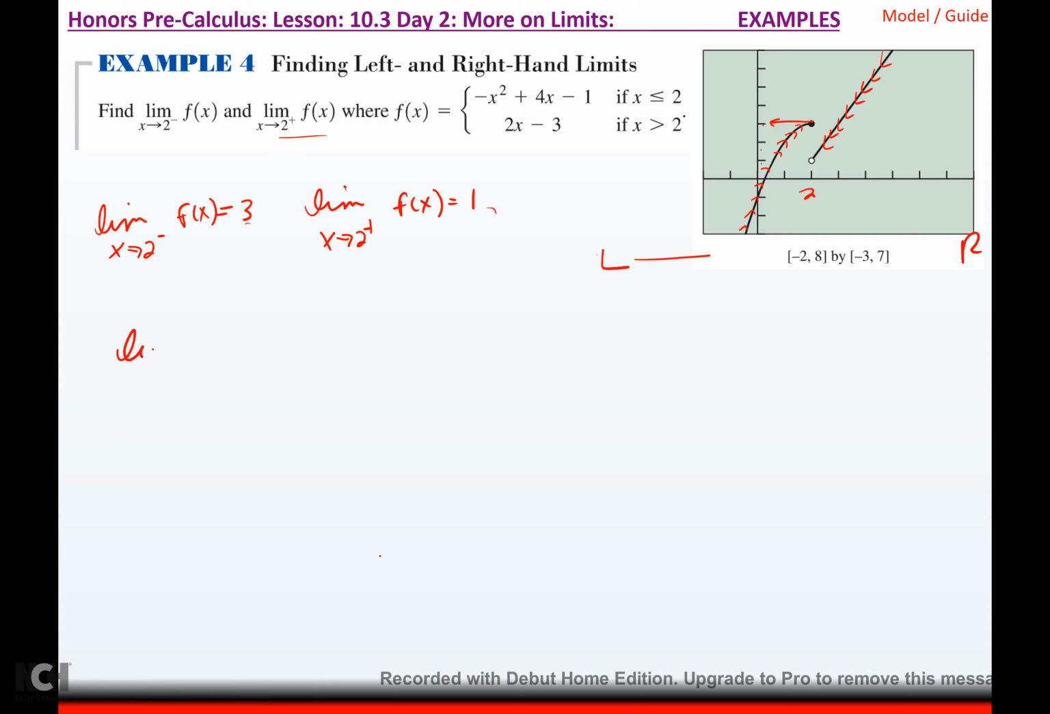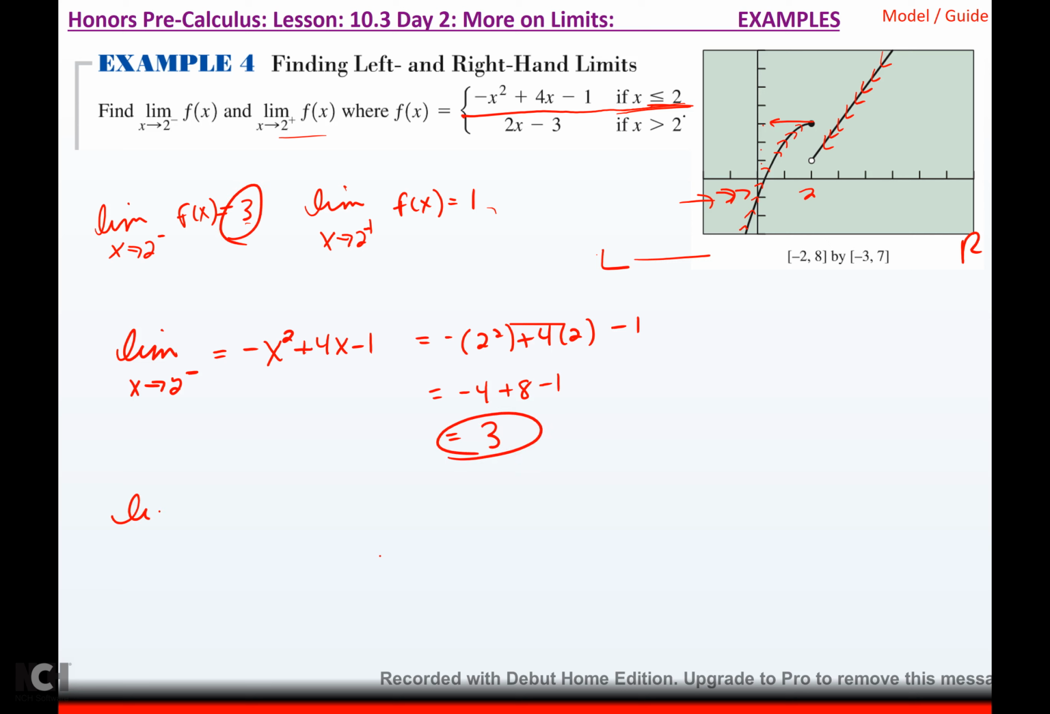Algebraically, it says I'm finding the limit as x approaches 2 from the left. That means I'm picking values that are smaller than 2. So algebraically, it means to plug in, I have to use this function, negative x squared plus 4x minus 1. If I do direct substitution, I'd have negative 2 squared plus 4 times 2 minus 1. That's going to give me negative 4 plus 8 minus 1. That's going to give me 4 minus 1 is 3.